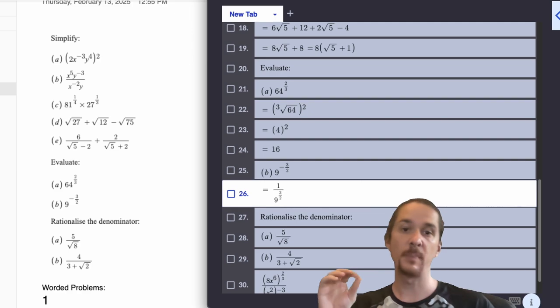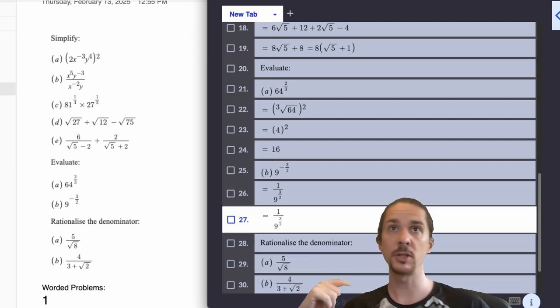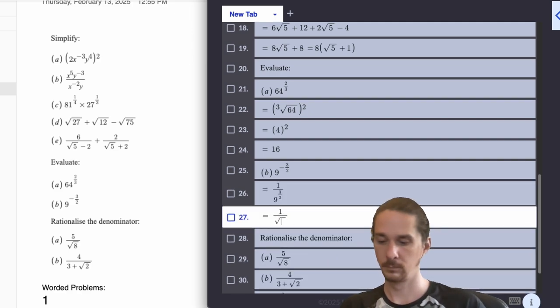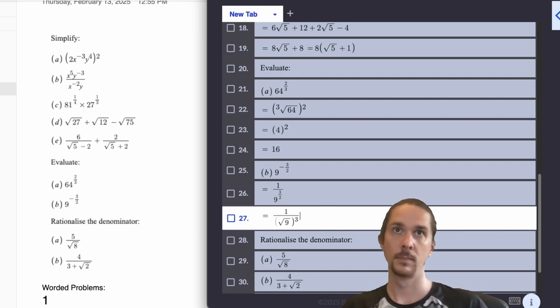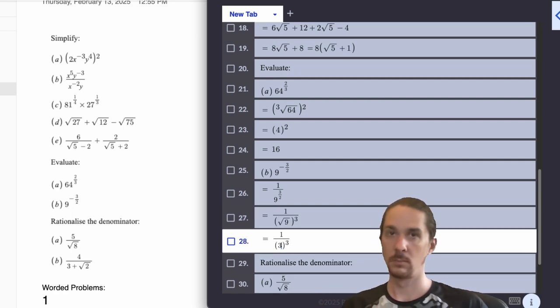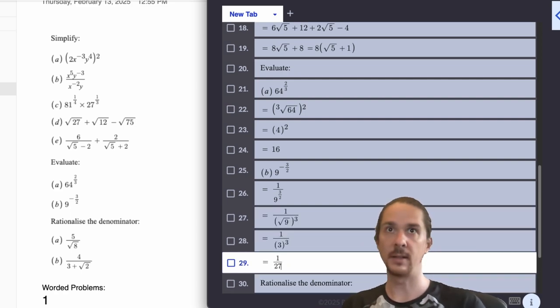So in this one, because we had the negative power, the first thing I'm going to do is make it positive by taking the reciprocal of the expression. And now we're going to take the square root of 9, which is 3, and we're going to cube it. And so our final answer will be 1 over 27.